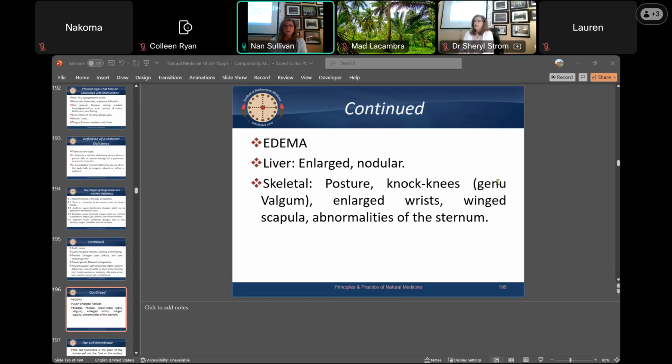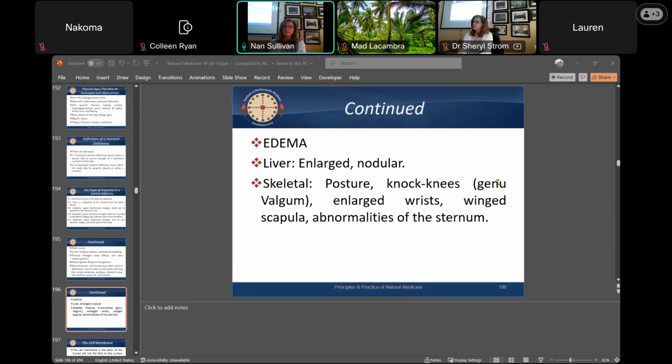Skeletal, their posture. As we get older, a lot of people end up just bending over. So there are terms for that. Kyphosis and all of that, but you don't have to learn those terms. So the posture is super important, especially when they're not getting enough nutrition or they're older.